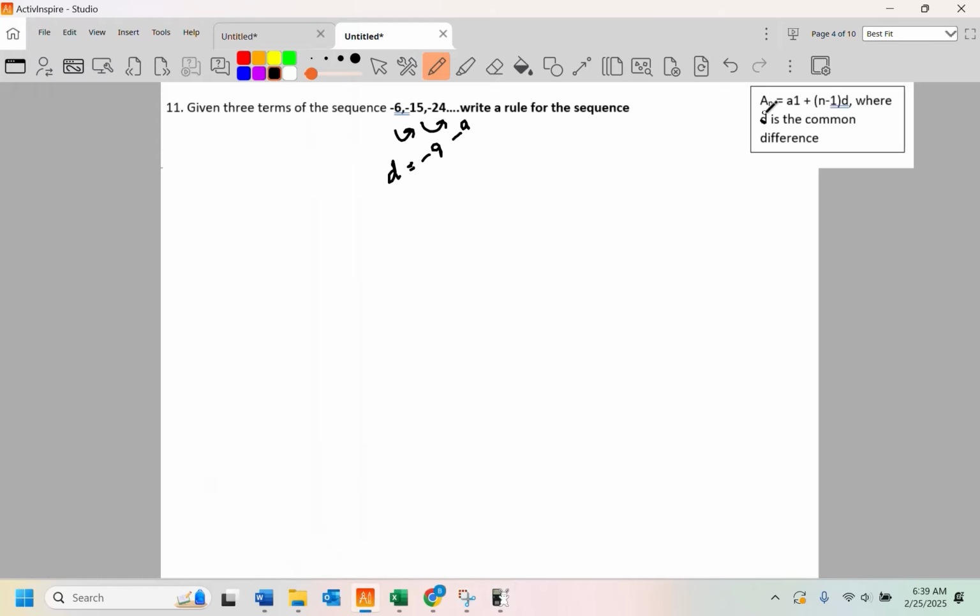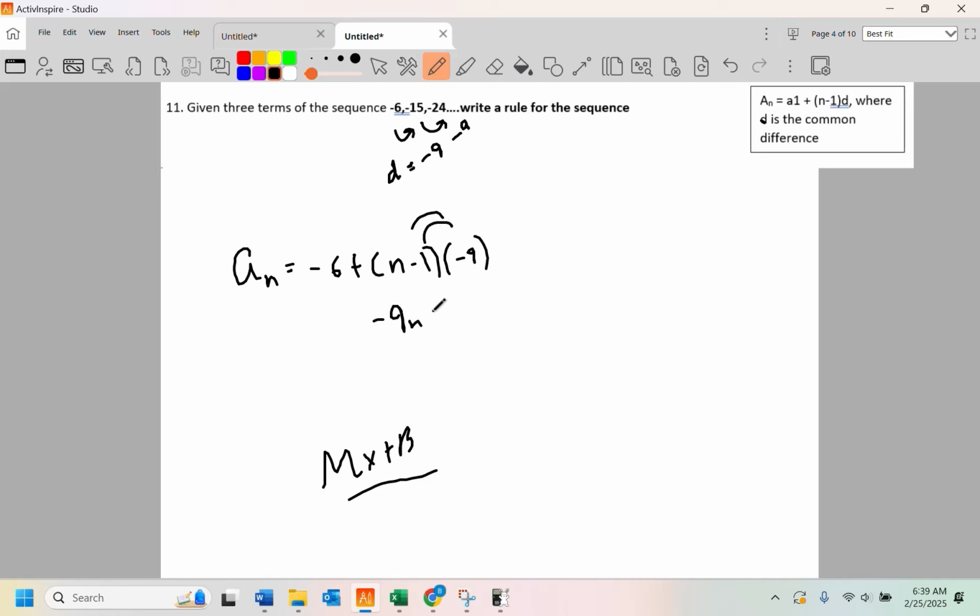So I get to use that little formula right there. The nth term is the first term, -6, plus n minus 1 times the difference of -9. And the goal here is mx plus b, make it look like a line because it is a line, -9n plus 9, don't forget the -6. And we combine like terms, we have -9n, and -6 plus 9 is 3. Now, does what I wrote work? If I plug in a 1 in here, that's -9 plus 3, which is -6. If I plug in a 2, that's -18 plus 3, which is -15. So what I wrote works.